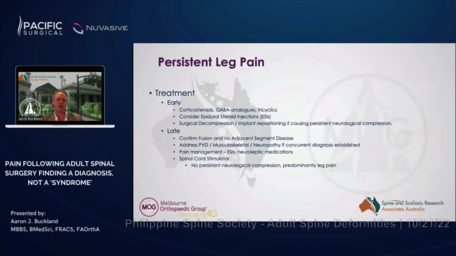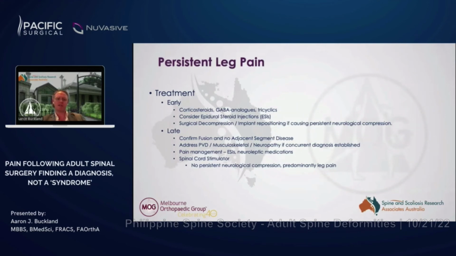Treating the pain, well, early, you can use corticosteroids or GABAergics if you think it's something self-limiting, such as a radiculitis. You might also consider an epidural steroid injection, and I perform these under CT guidance in radiology. If it's not getting better, then surgical decompression or implant repositioning, if you find there is a technical error, is important to do in the early phase.